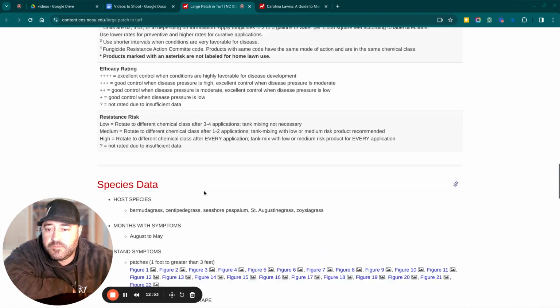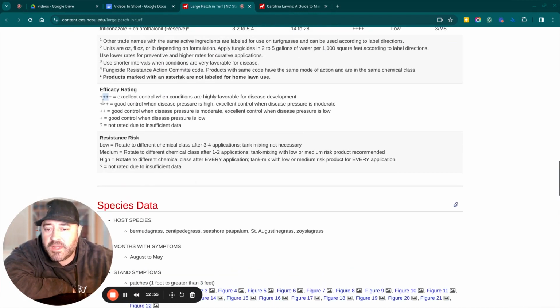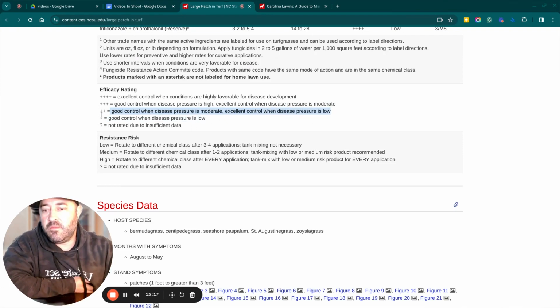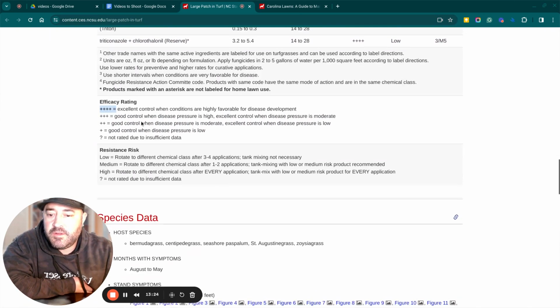So the efficacy rating, 4 is excellent, 3 is good, 2 is good, and you can read this. Excellent control when conditions are highly favorable for disease development. 3 is good control when disease pressure is high, excellent control when disease pressure is moderate. And then 2 plus marks is good control when disease pressure is moderate, excellent control when disease pressure is low. So these pluses are probably more preventative, and this is both going to be preventative and curative.